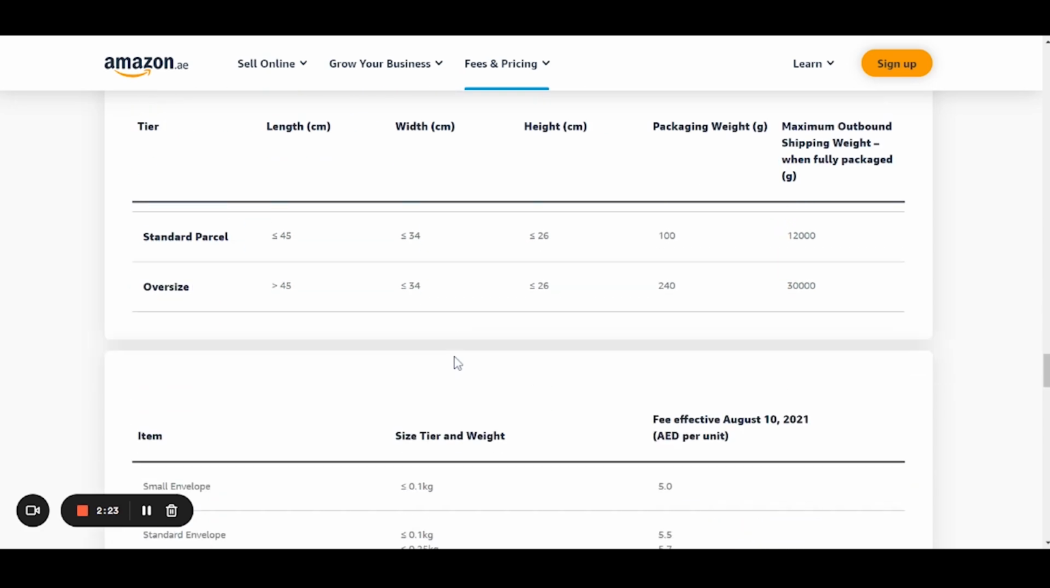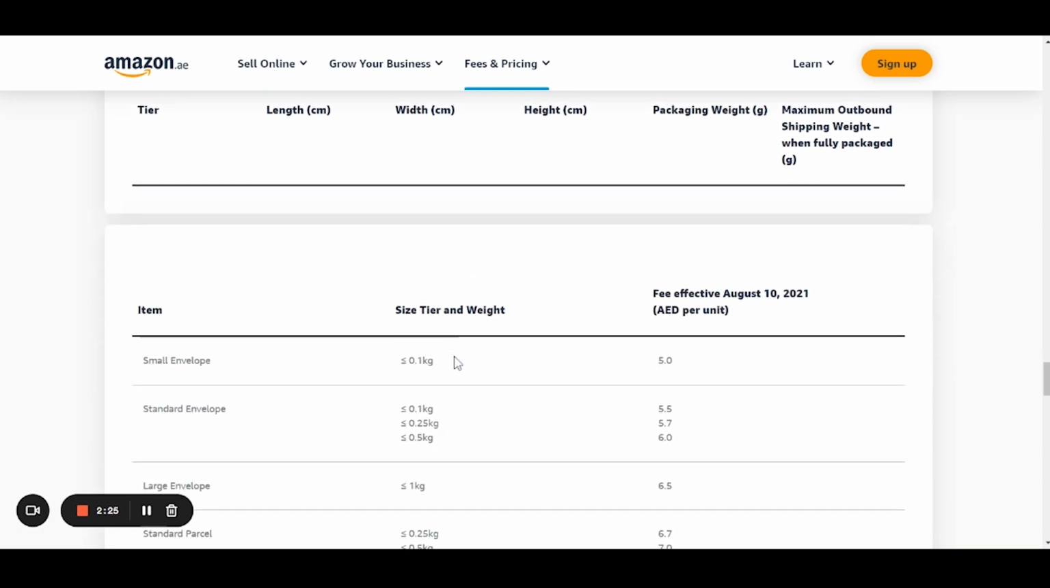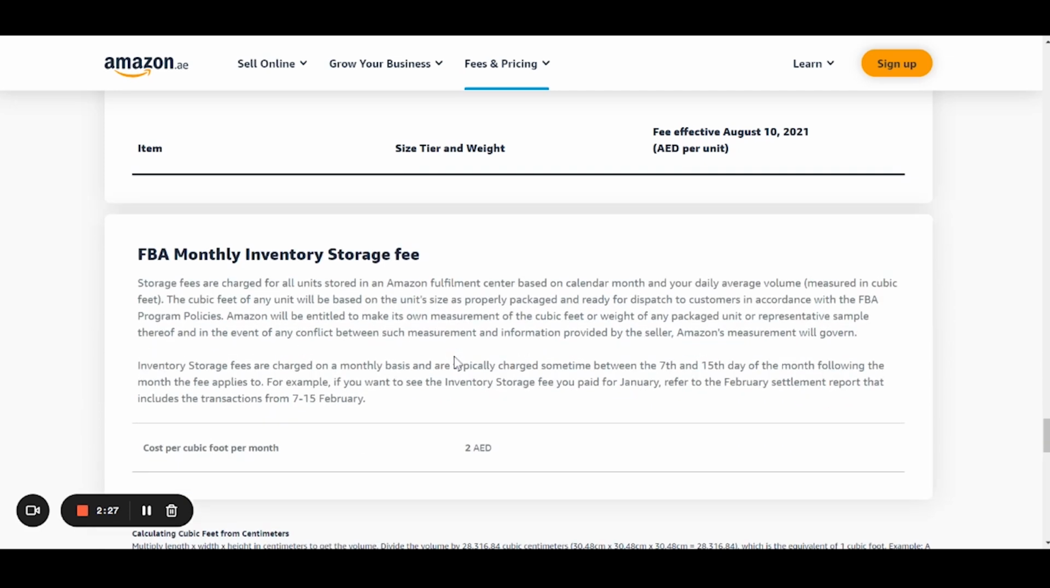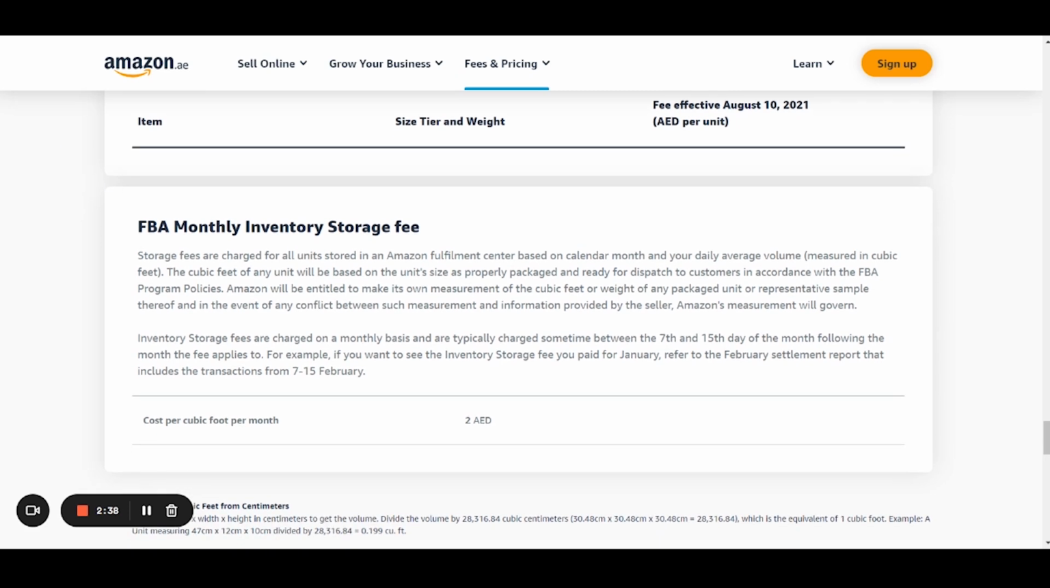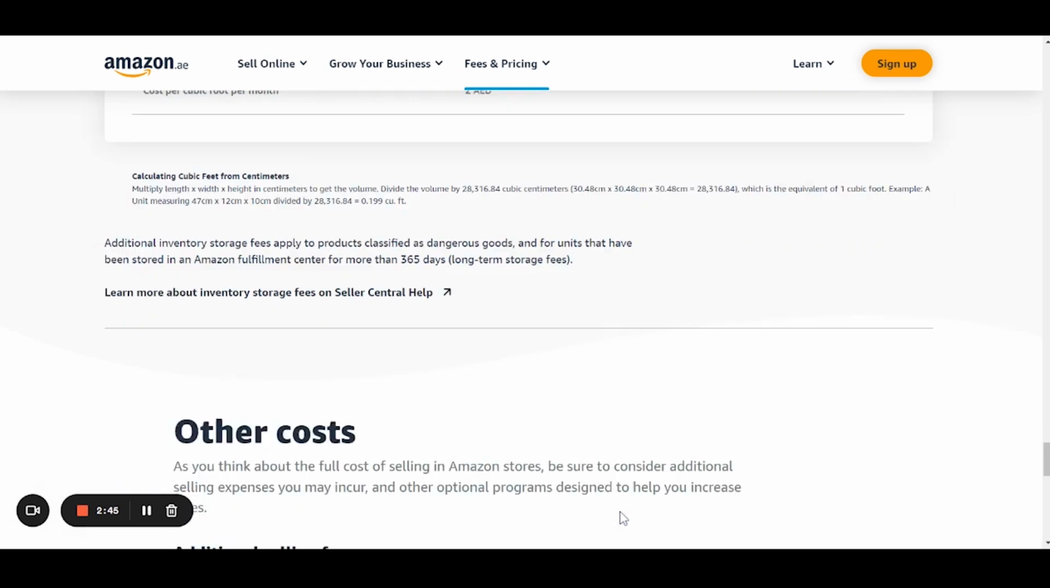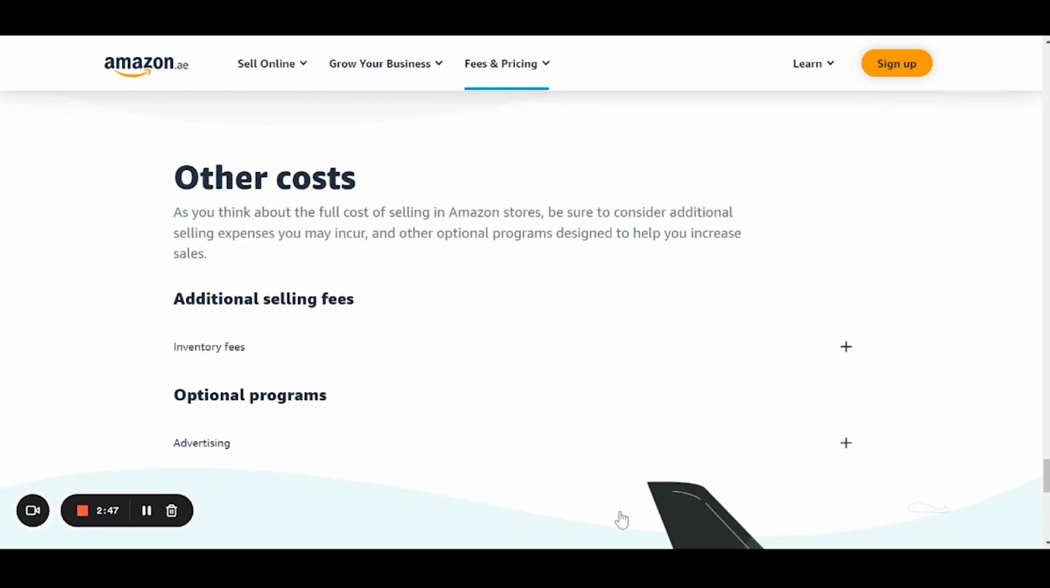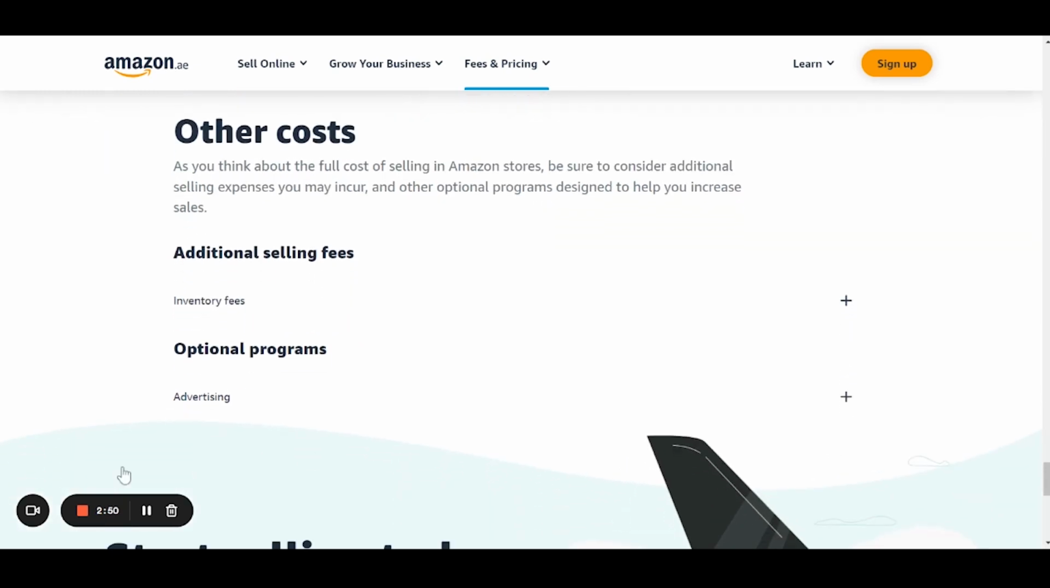You've got all of those additional fees in order to deliver the product over to the customer. And lastly, like I said, you've got your monthly inventory fees, which we would normally calculate as part of your FBA fees. The monthly inventory storage fee in the UAE is 2 dirhams per cubic foot per month. And in the other costs here, they're saying optional programs, advertising, definitely not optional, definitely something you need to look forward to.